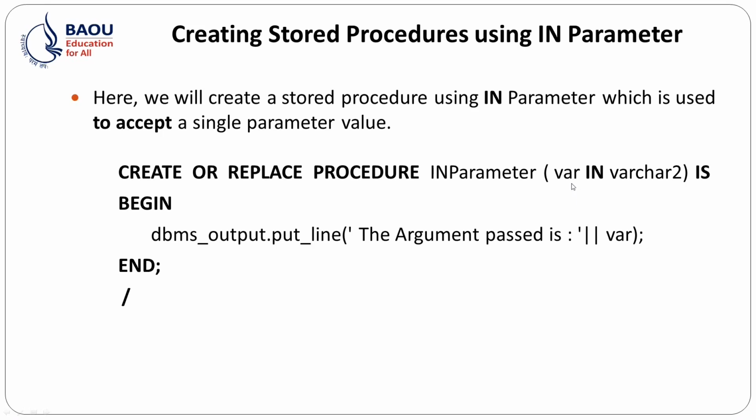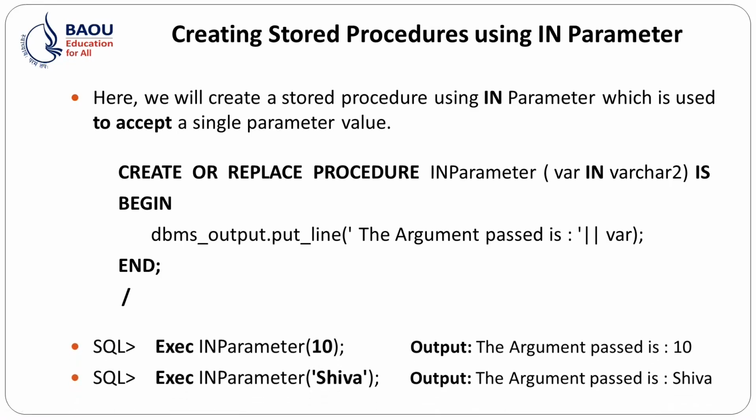When we pass the value, it will be stored in where, which is defined here. So it will display the argument pass is, then the variable value is displayed. The pipeline is used to connect this message with the variable value. It will connect it and display it in a single line. When successfully compiled, it will display procedure created.